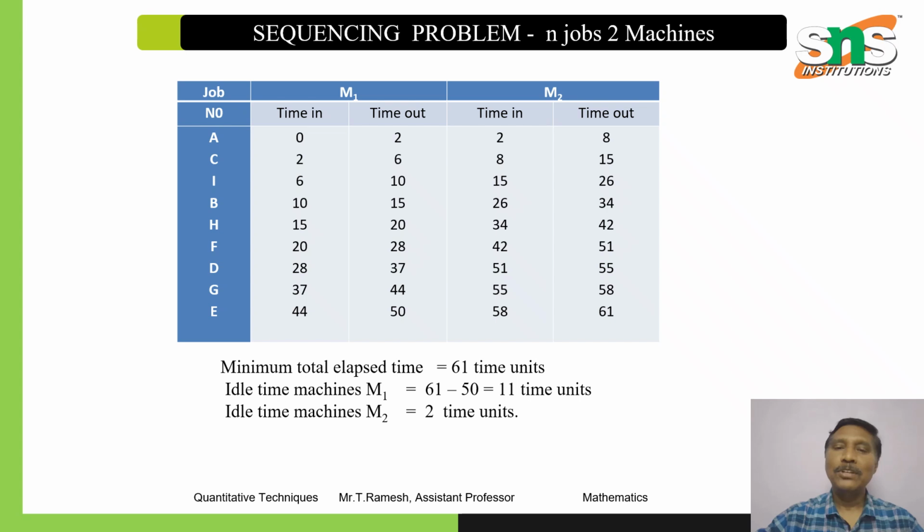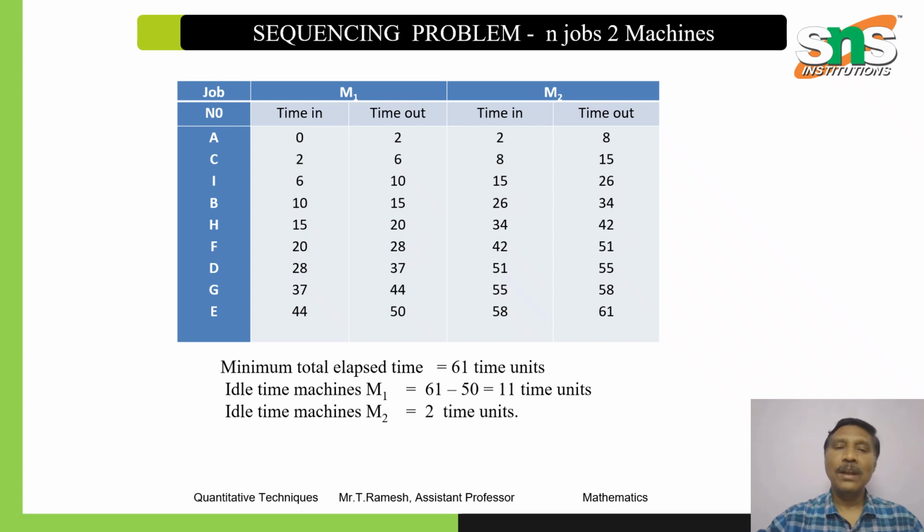Then it goes to machine 2, but machine 2 is still running here. Therefore, after 8 hours, it will start. So 8 plus 7 hours duration, 8 plus 7 is 15. Then we take the I job on machine 1. Machine 1 is running until 6 hours. So after 6 hours, we start. So 6 plus the duration of 4, so 10 hours. After that 10 hours, we take this job to machine 2, but machine 2 is already running. After 15 hours, we start the work. So 15 plus the duration 11 is 26, and so on. Using this way, we calculate all the running times of the machines.